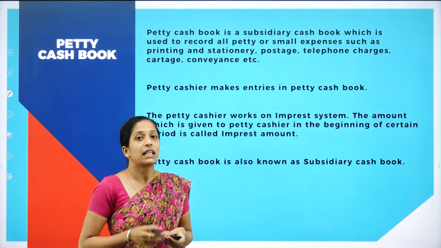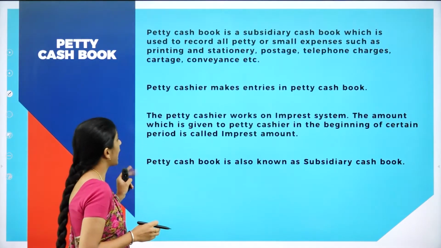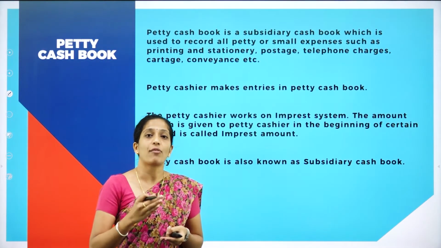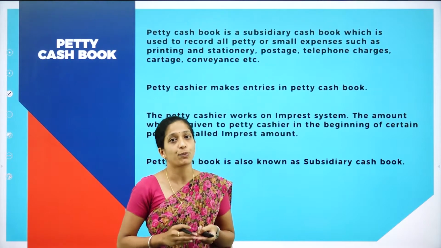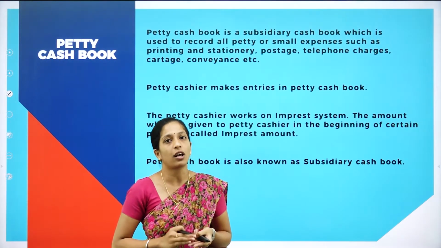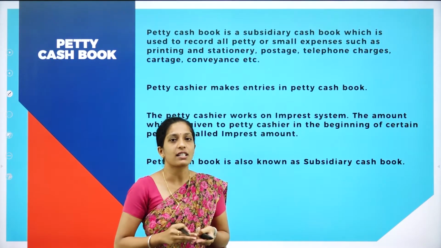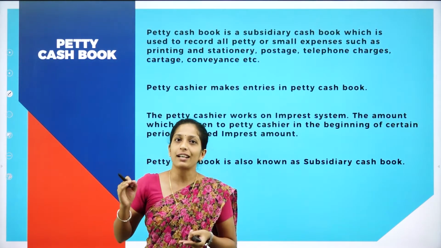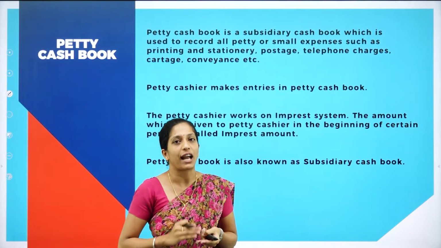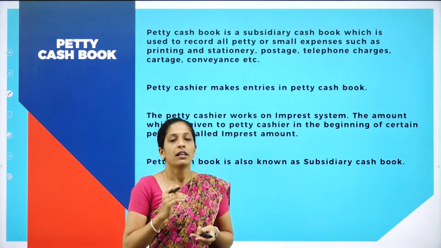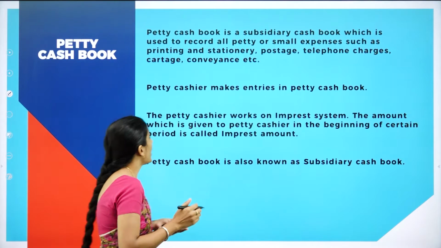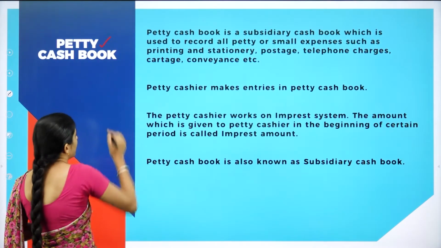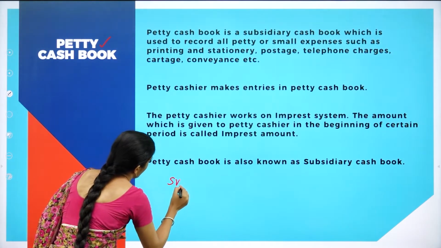Now we shall start with the new concept, that is petty cash book. In our previous session we have already learnt about simple cash book or single column cash book, double column or two column cash book, and in your syllabus you are not going to learn triple column or three column cash book. So the next concept, the fourth type of cash book, is petty cash book. Now what is petty cash book? The word itself tells that. Petty means small.